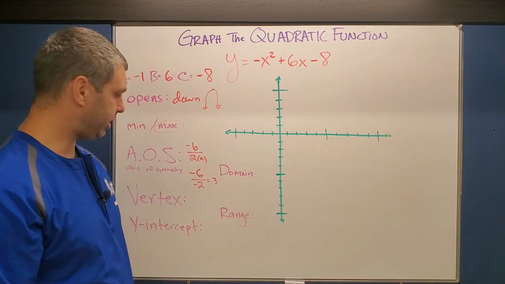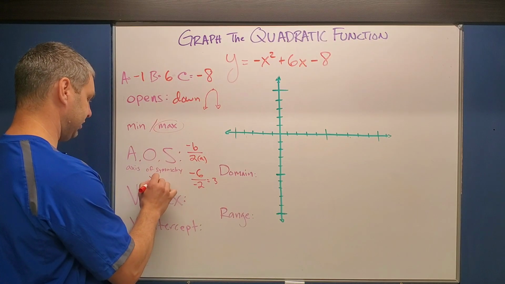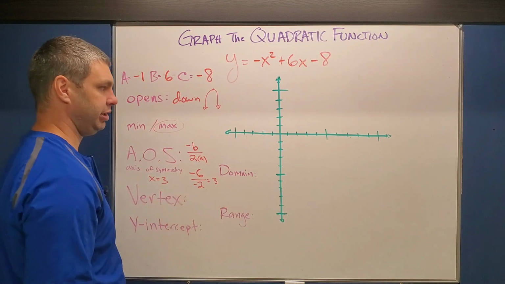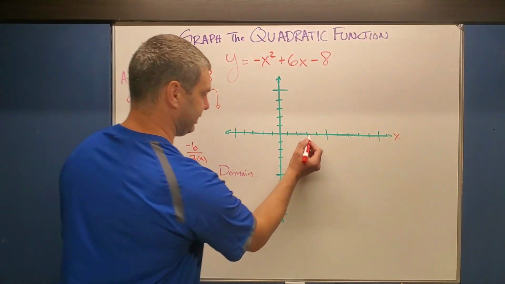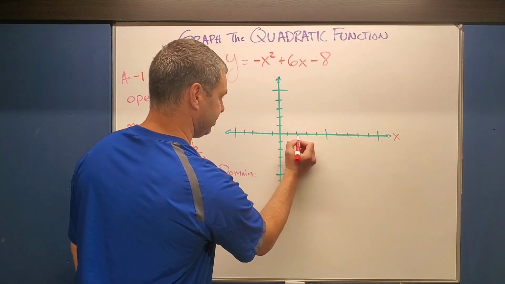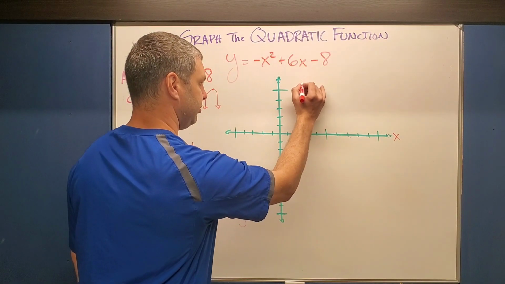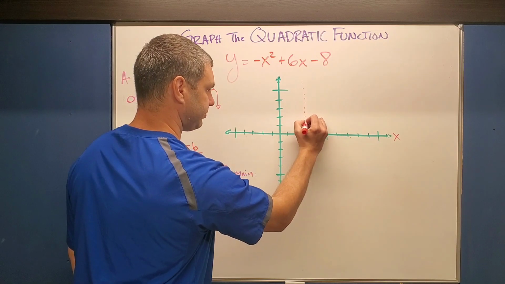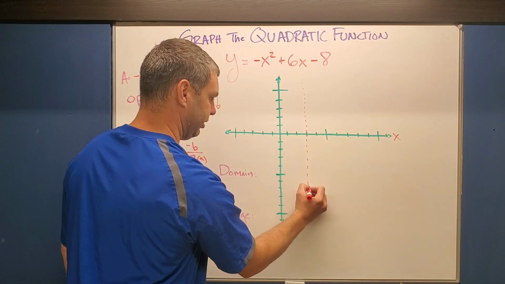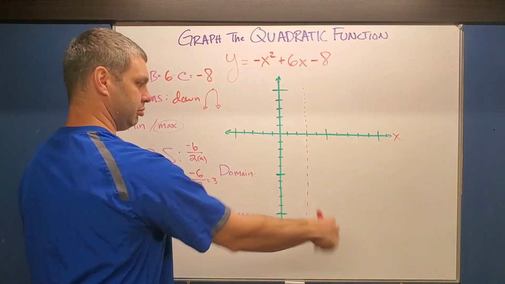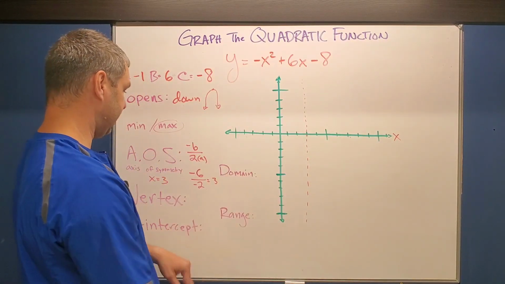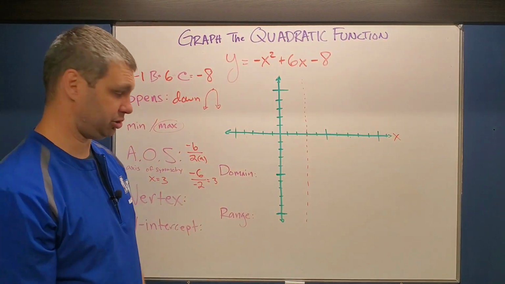What does that mean? Well, this is written in the form x equals positive 3. And if this is my x-axis right here, positive 3 on my x-axis is right there, 1, 2, 3. And so this is going to be a vertical line going straight up and down right there. And our parabola is going to be symmetric on either side. That's why it's called the axis of symmetry.